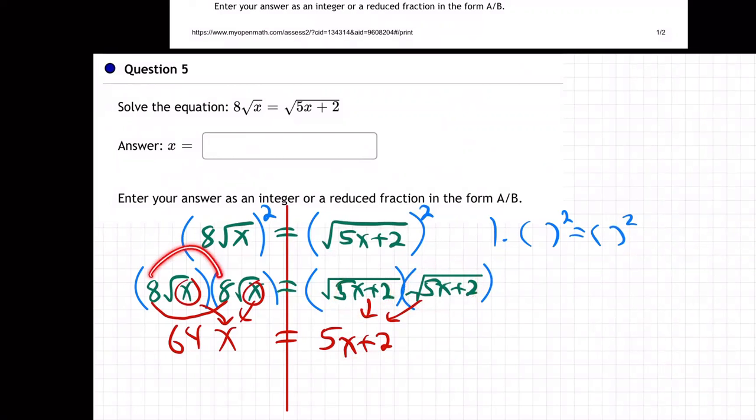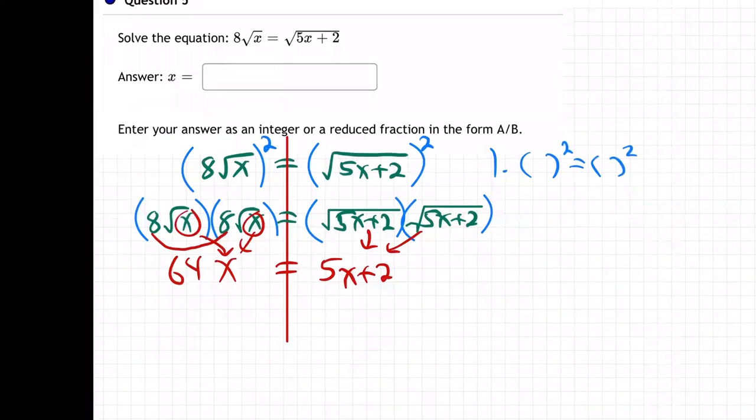Whereas these 8s are not in the jail. They're not in the prison. They're just 8 times 8, 64, right? They're not going out or anything. They're not 2-for-1 because they're not in the root. They're outside the root, in front of the root. They're just 8 times 8 is 64. Is that good? And now, what do we do from here?